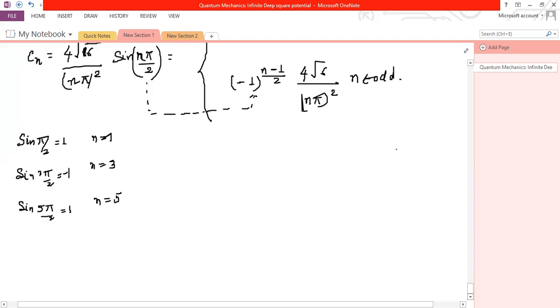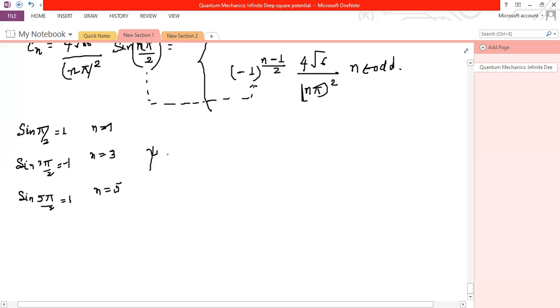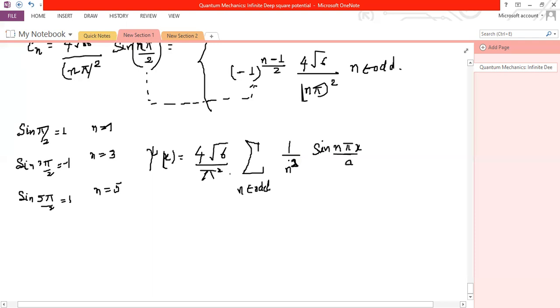This sums up our problem. Basically now psi x you can represent in terms of your eigenfunctions, and this will be of this form: 4 root over 6 divided by pi square. Then you can place n belongs to odd, summation, and then root 2 by a, and then you will have Cn. Cn I've already written, but only 1 upon n square was remaining to be written. And then I can write phi n here. Instead of phi n, I'll write root 2 by a sine of n pi x upon a. And root 2 by a is simply a constant, so I have multiplied here root 2 by a.